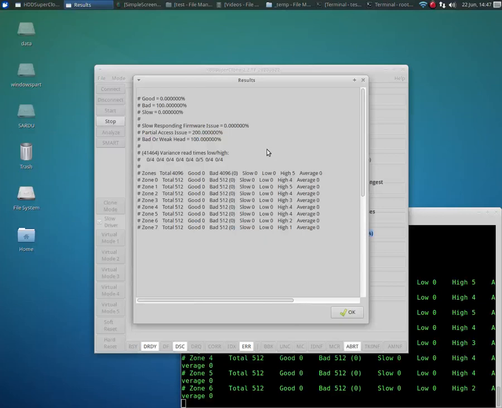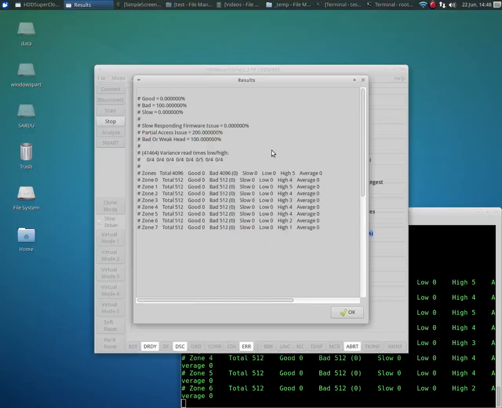Unfortunately, I don't have a drive that actually has a true partial access issue, but this drive has a full access issue, meaning that no user data is being returned at all across the whole entire drive. There's no reason to even do a second analyze. This drive used to just have some bad sectors, and then one day it just decided to die.